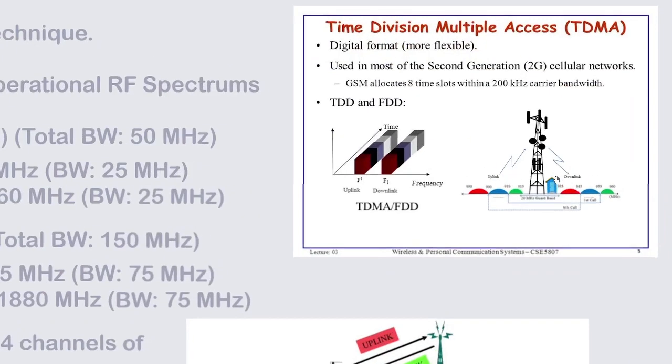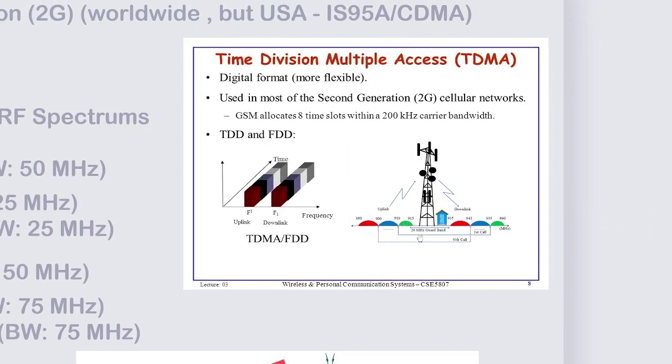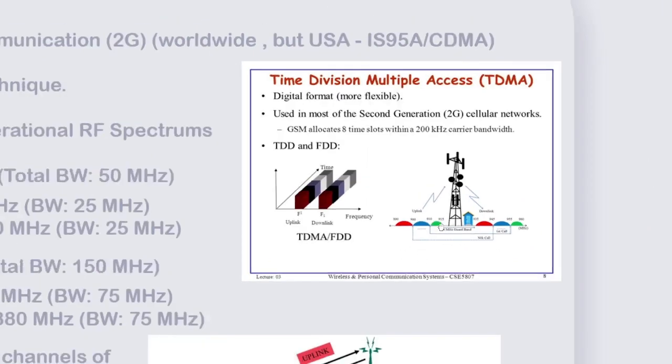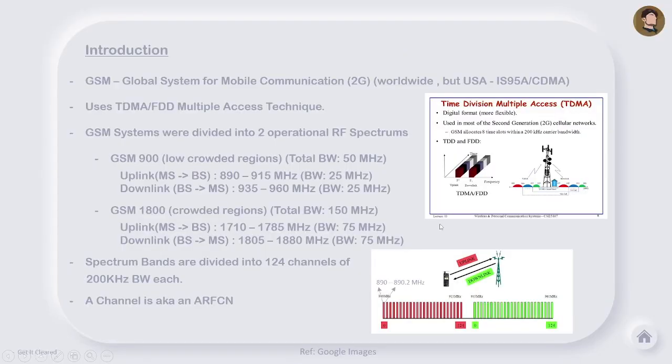Over here you can see the uplink and downlink are divided by a 20 megahertz guard band. The guard band is just used to avoid interference between uplink and downlink frequencies. That's it, its use is that much. And one more thing to note, spectrum bands are divided into 124 channels of 200 kilohertz bandwidth each.